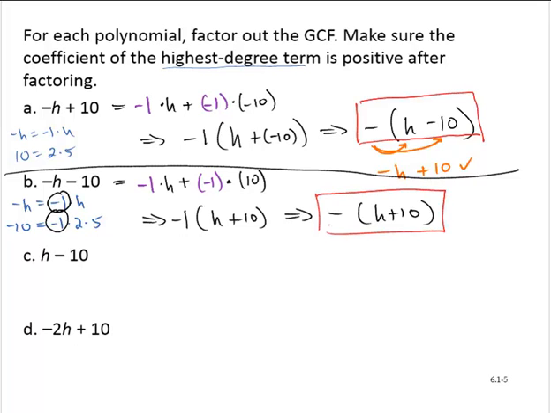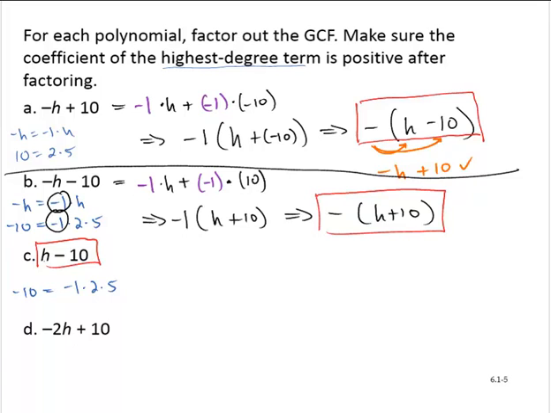Now look at the third expression. We have h minus 10. There are no factors in common here. H is simply h, and negative 10 I can think of as I did before, negative 1 times 2 times 5. There are no common factors here. The highest degree term is already positive, so I'm going to leave it as it is, h minus 10.